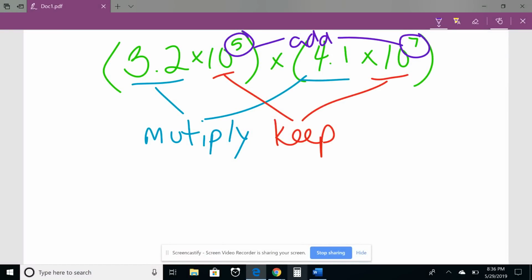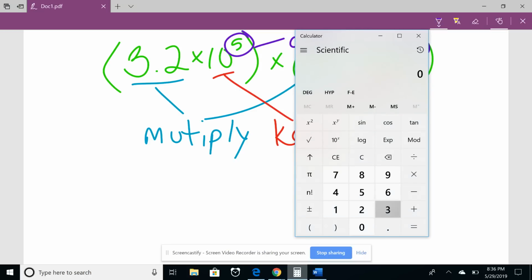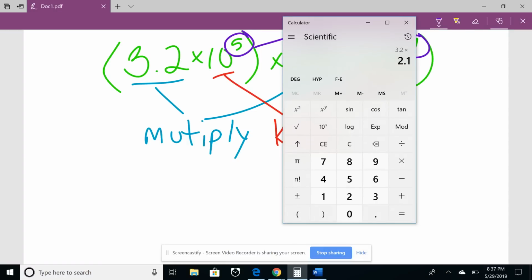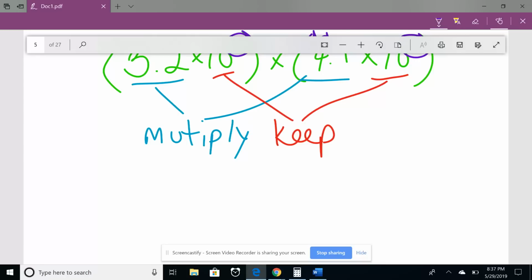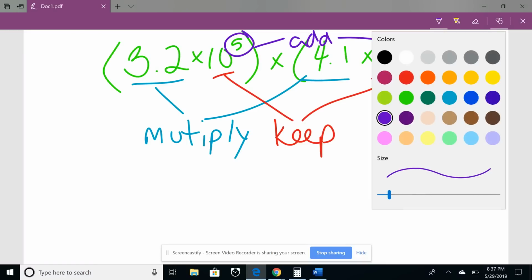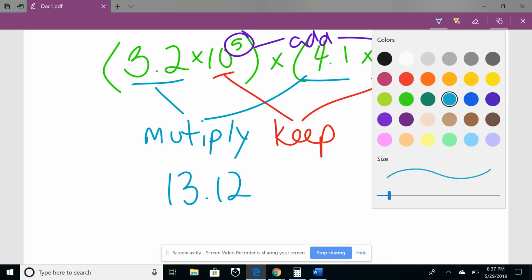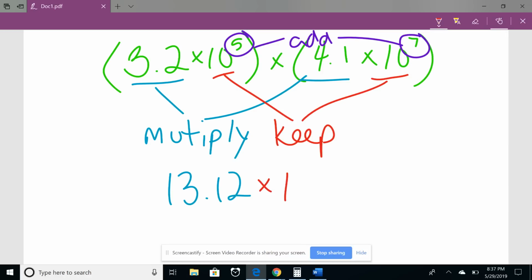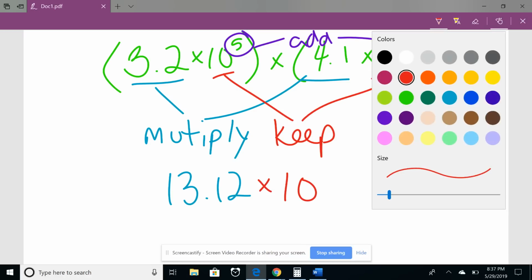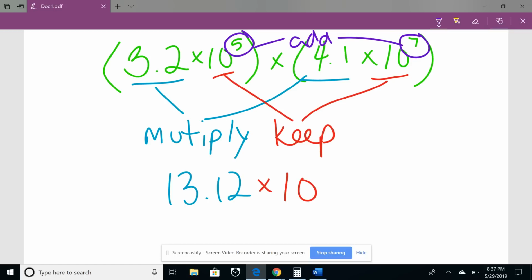So 3.2 times 4.1, oops, I said 2.1, it's 4.1. 3.2 times 4.1 is 13.12. So when I multiply those numbers out in front, I get 13.12. I keep the power of 10, so times 10, and I add the exponents. 5 plus 7 is 12.